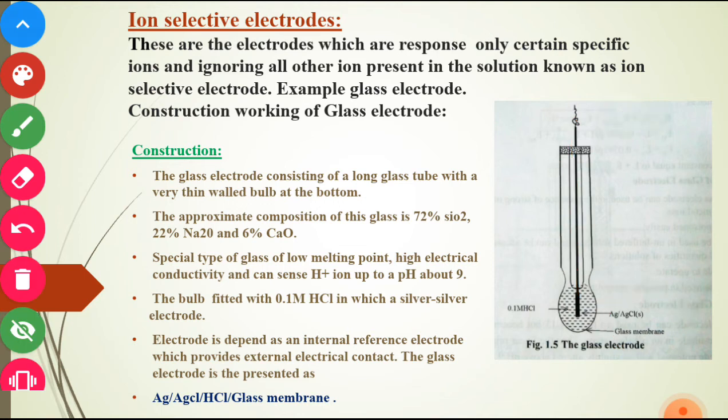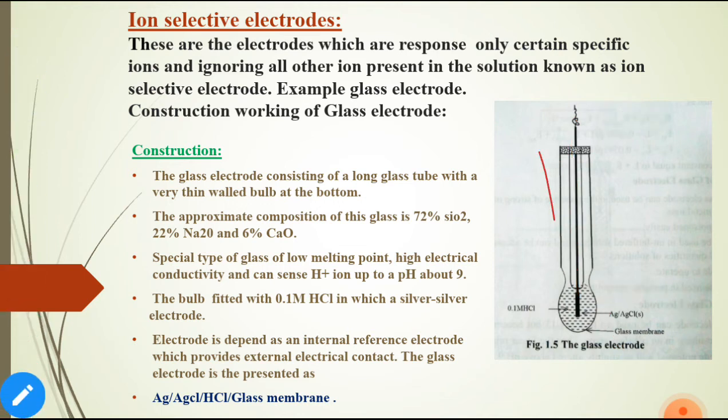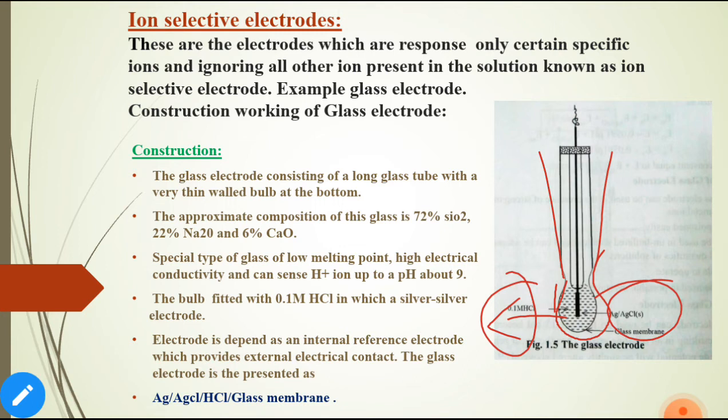It consists of a long glass tube, and there is a thin walled bulb at the bottom of the glass tube. This bulb is filled with 0.1 molar HCl, and into this solution we have dipped the silver chloride electrode. The silver wire is connected and dipped into the solution. It acts as an external electrical contact.